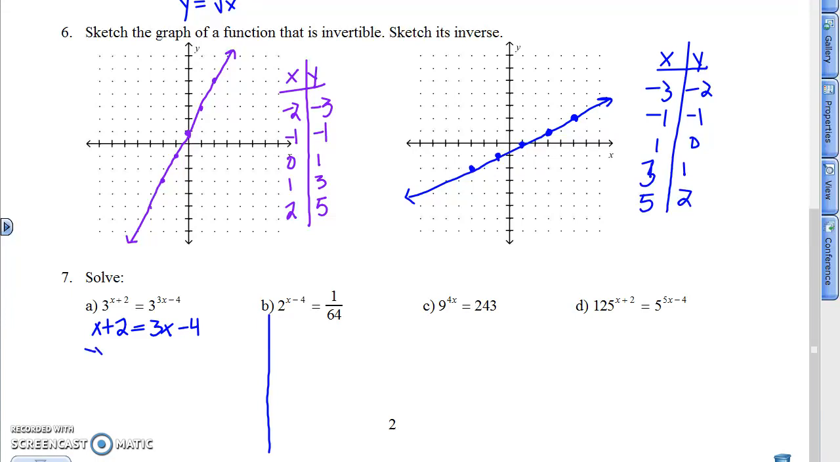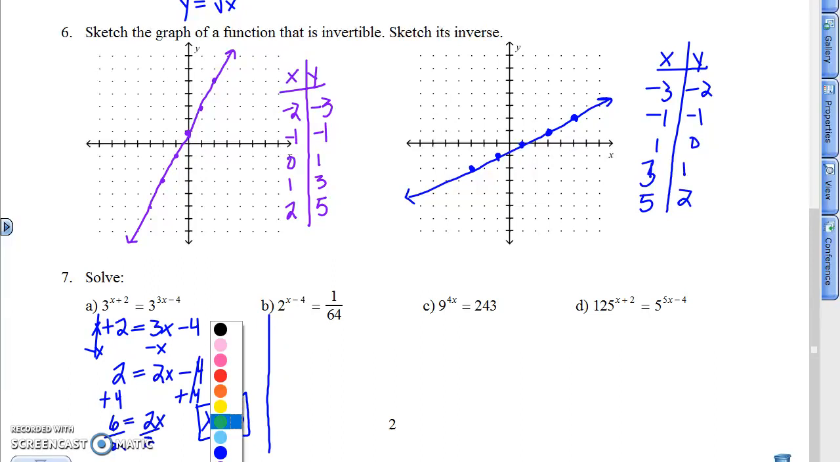So, subtract x. 2 equals 2x minus 4. Add 4 to both sides. That reduces. 6 equals 2x. Divide by 2, and my answer would be x equals 3.